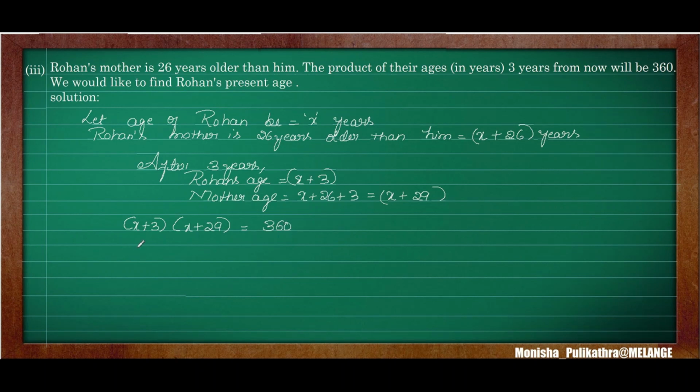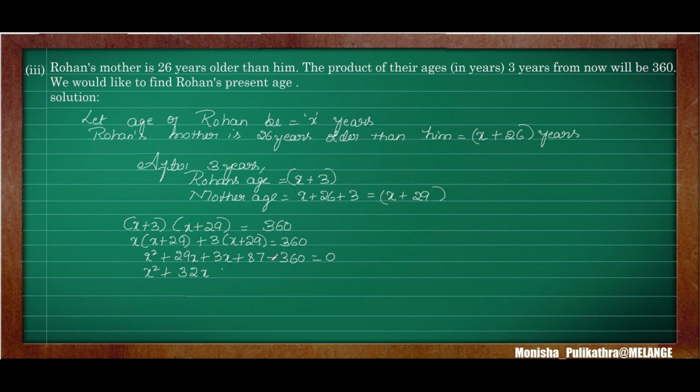We need to multiply and find out whether it comes in the form of a quadratic equation. x into x plus 29 plus 3 into x plus 29 is equal to 360. So x into x is x square, plus 29x plus 3x, plus 3 times 29 is 87, minus 360 is equal to 0. So x square plus 32x, since 29 plus 3 is 32x.